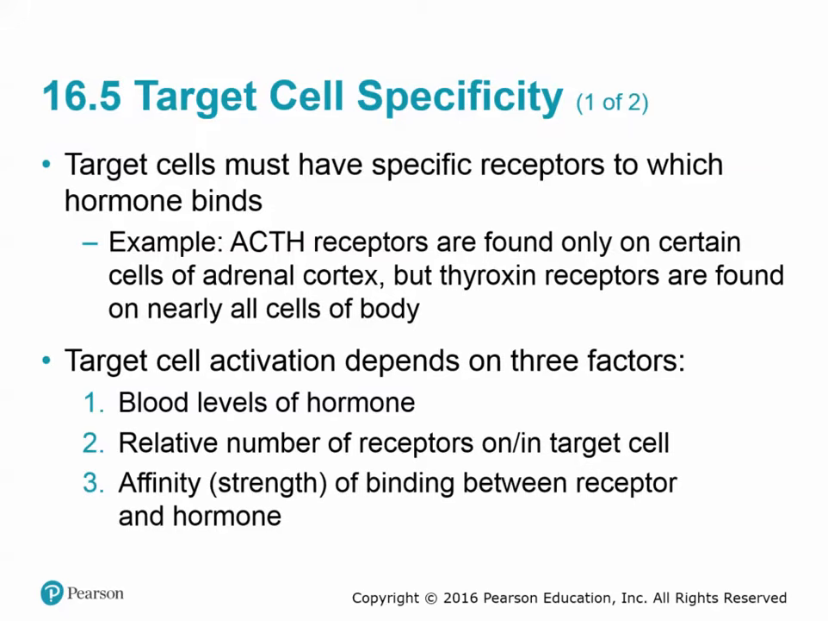Another hormone, though, that's a little more ubiquitous, or used by more types of cells, like thyroxine or thyroid hormone, these are going to be found on nearly all cells of the body. So target cell activation depends on three factors. One would be the blood levels of the hormone, the relative number of receptors either on or in a target cell, and then the affinity, or how strong that receptor and hormone are able to bind together.